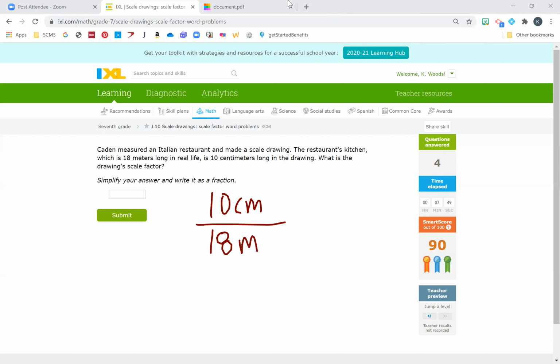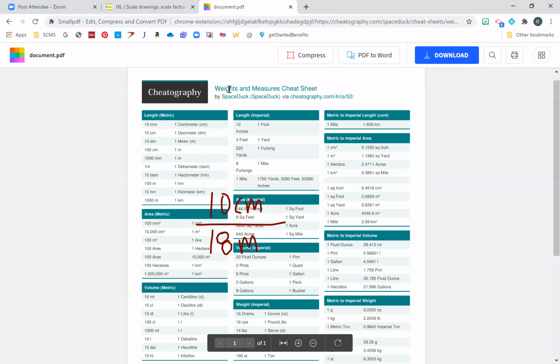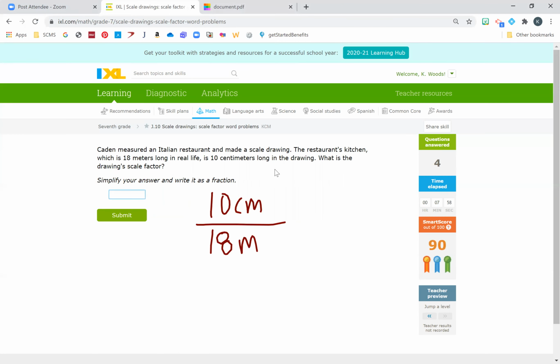And if you look over here, like we've told you, you can either Google it, or on this one there is 100 centimeters in 1 meter. So we would have to multiply the bottom, the 18, by 100 to get it into centimeters. Okay, so we have 10 centimeters. And then if you do 18 times 100, that will give you 1,800. And that puts that into centimeters for you. So then we would do 10 divided by 1,800.